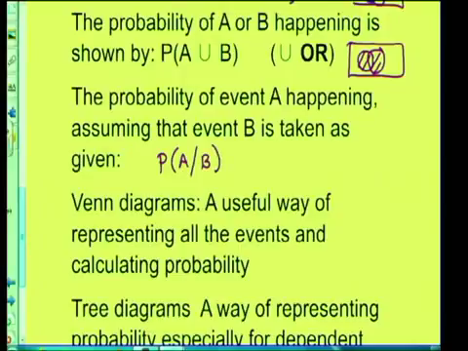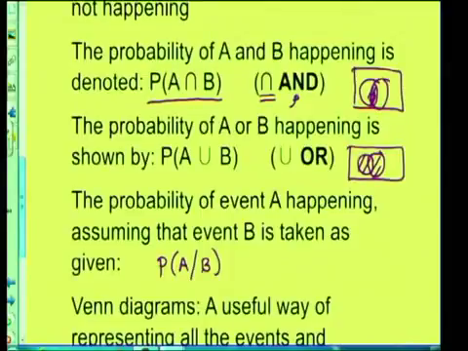Now, Venn diagrams are a useful way to represent all the events and calculating probability. Now, I've already mentioned a Venn over here. This is what I call a Venn diagram. And this little box thing would be the big set, and these little circles would be the smaller events. But we will be doing an example just now on Venn diagrams, so you'll see it in action.